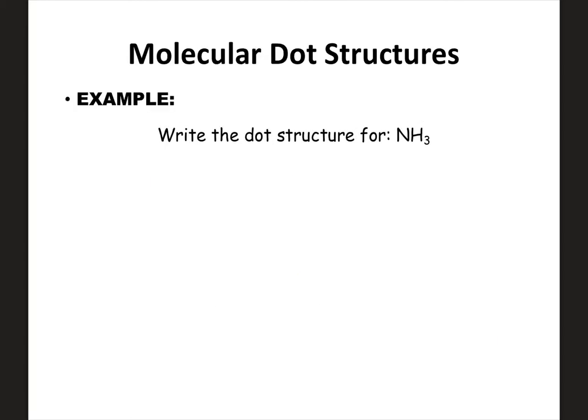All right, so now we're going to go through and do some examples. All right, we're going to take all those steps and use them here. Like I said, you got to get to a point where you know the steps and you can just do it. All right, so we're going to do the dot structure here for NH3 to start.